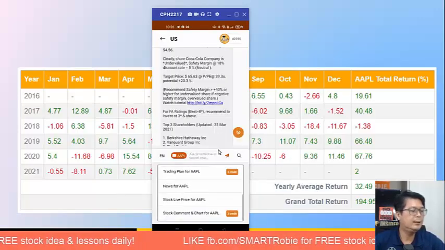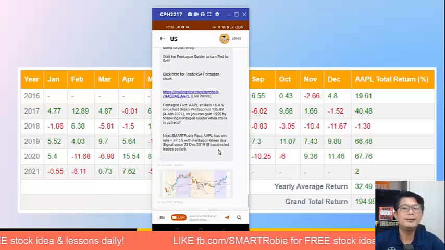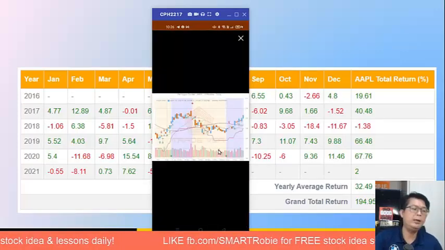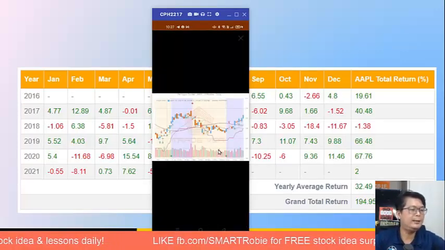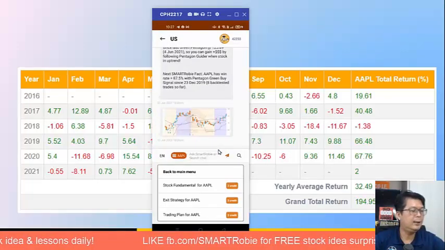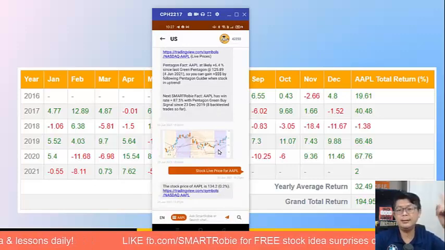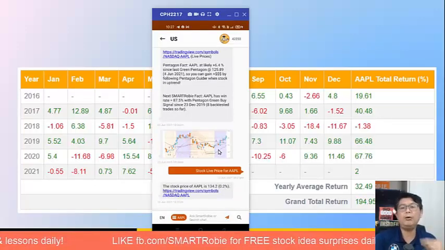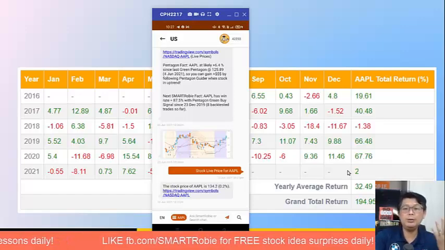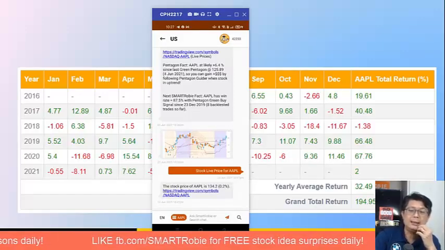And you can look from the stock comment and charts. So here you can see Green Pentagon already moving up. I'm not sure tonight where is Apple. Let's take a look at the live stock prices. Yeah, it's still up 0.2%, $134 in here. So pretty good, pretty decent.